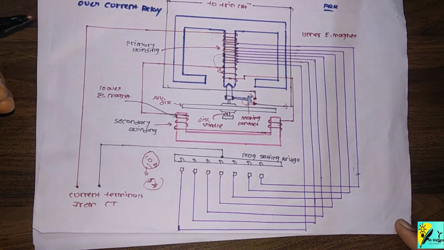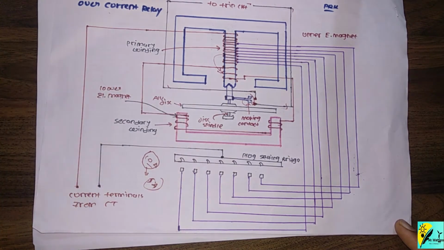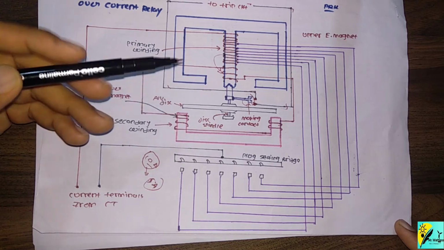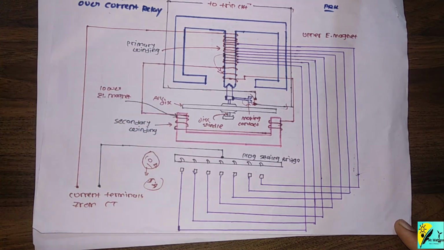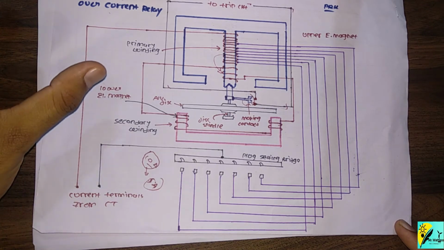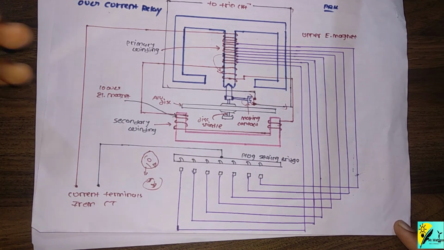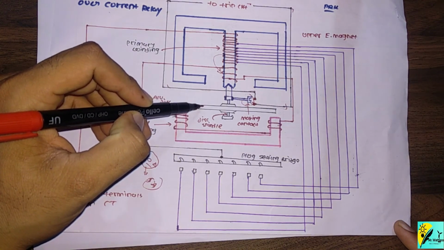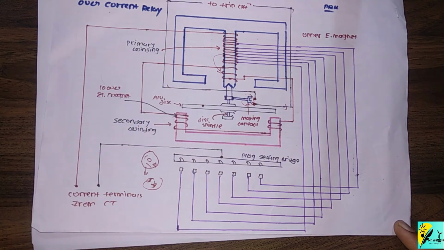Fine. So by this arrangement of the secondary winding, the leakage fluxes of the upper as well as lower magnets are sufficiently displaced in space and time to produce a rotating torque on the aluminum disc. This will produce the torque on the aluminum disc, and the control torque is provided by a spiral spring.